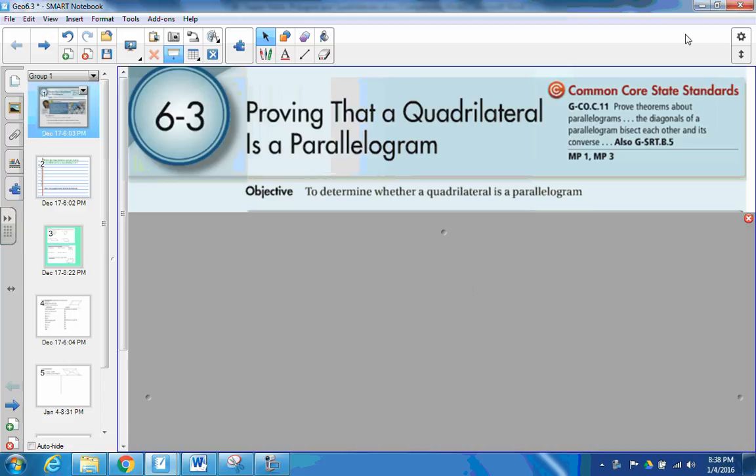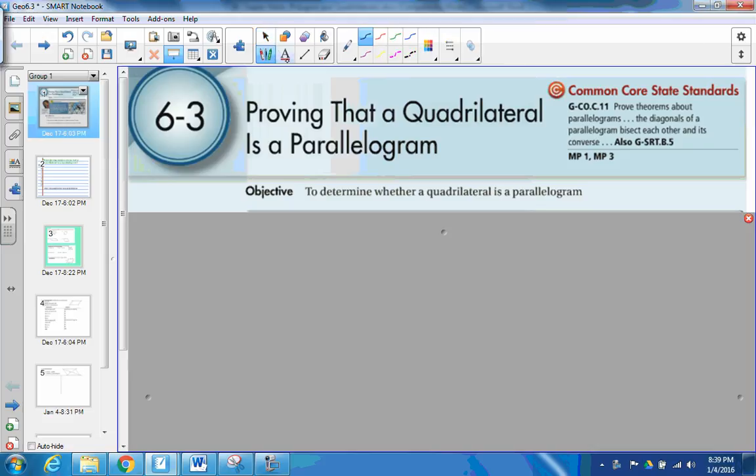Section 6.3 is about proving that a quadrilateral is a parallelogram. Last time we talked about a bunch of different properties of parallelograms through the definition and a few different theorems. We talked about how opposite sides have to be parallel, how opposite sides have to be congruent, opposite angles are congruent, consecutive angles are supplementary. We're going to put those to use today to prove the triangles are congruent.